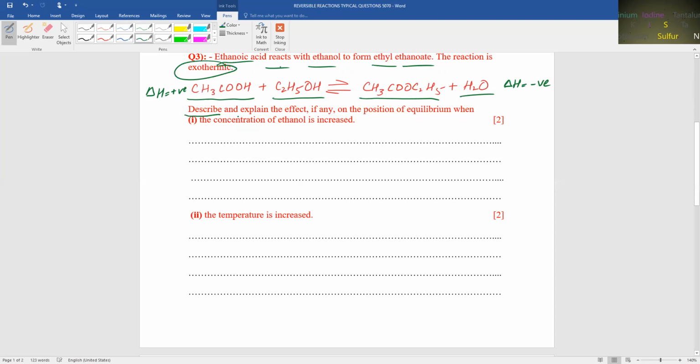Describe and explain the effect, if any, on the position of equilibrium when the concentration of ethanol is increased. First of all, you have to write what will happen to the position of the equilibrium. You will write equilibrium shifts toward product side. You can even write to forward direction, or you can mention the name of the products.